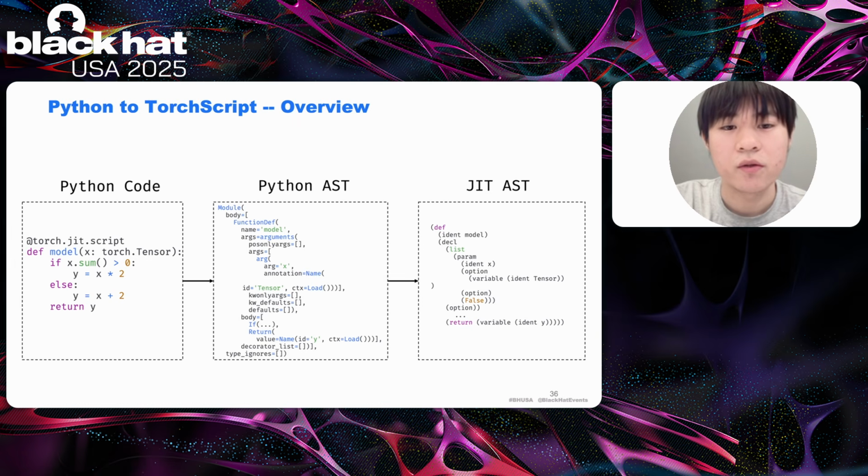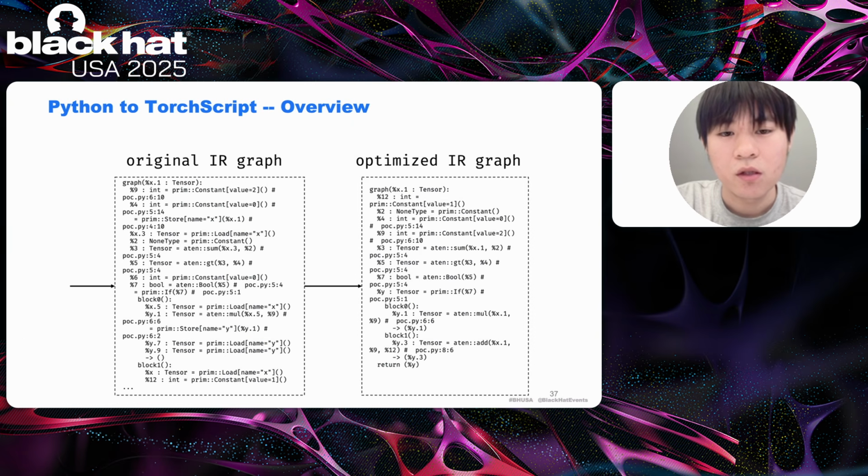First, we can use the torch.jit.script decorator to script a Python function to TorchScript. The steps to compile are: first, parse Python source code into a Python AST. Second, convert the Python AST to a JIT AST. Third, transform the JIT AST into an IR graph. The IR graph initially contains many unnecessary nodes, which are eliminated through optimization to make it more concise.